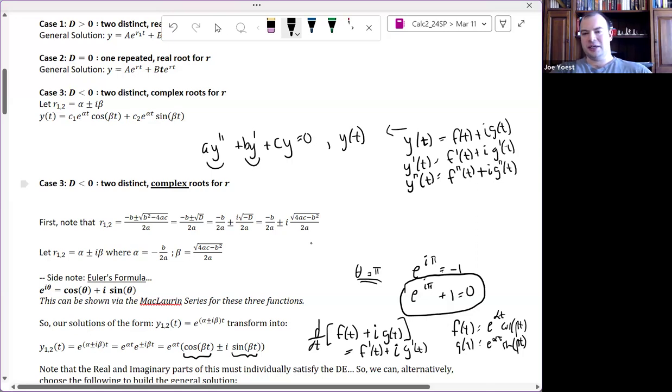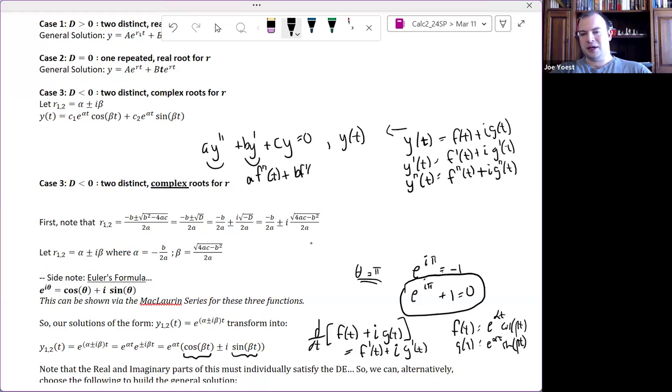When I plug this in over here, I'm going to get f double prime plus b f prime plus c f, plus i times a similar thing for g: g double prime plus b g prime plus c g. And this has to equal 0, in other words, 0 plus 0i. So this bit has to be 0, and this bit has to be 0, telling me that f and g are independently solutions to my differential equation.